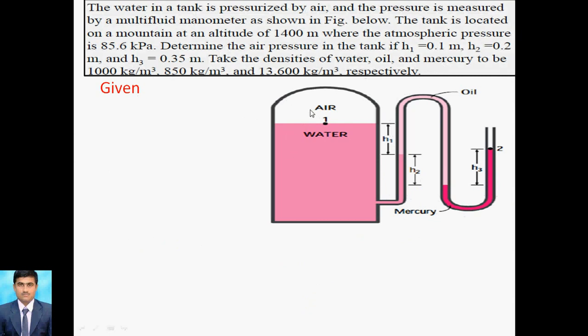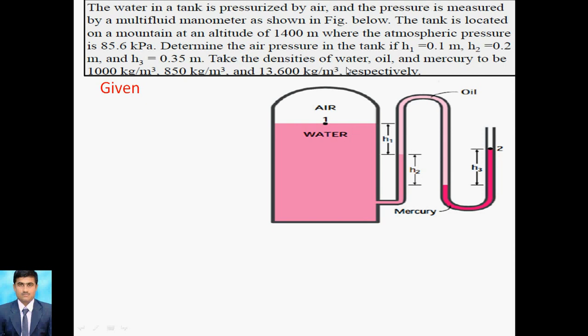Now the given data for the next problem. The water in a tank is pressurized by air, so air is pressurizing over here, and it is measured by a multi-fluid manometer as shown in the figure. The tank is located on a mountain at an altitude of 1400 meter, where the atmospheric pressure is 85.6 kPa. Determine the air pressure in the tank if H1 is equal to 0.1. So H1 is 0.1, H2 is 0.2, H3 is 0.35.